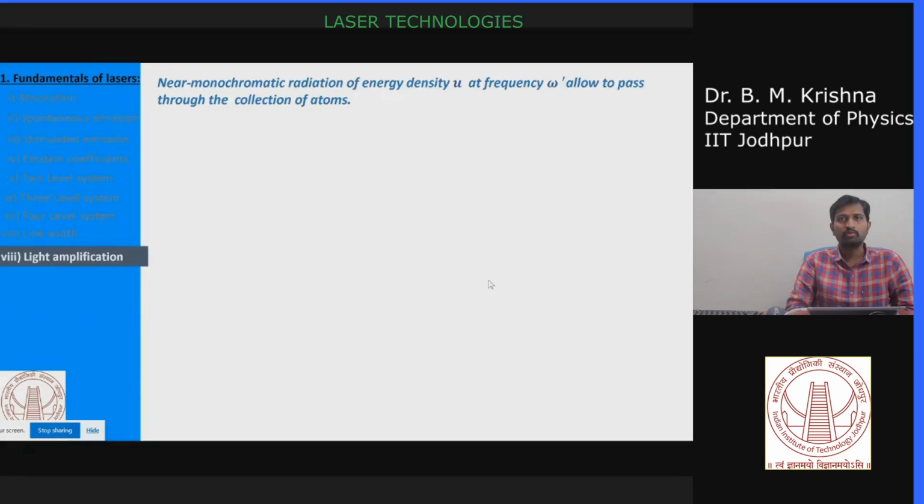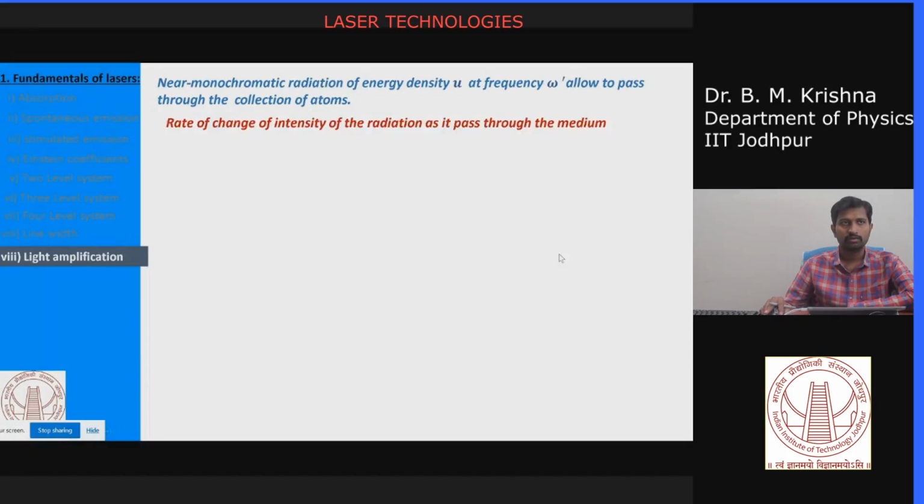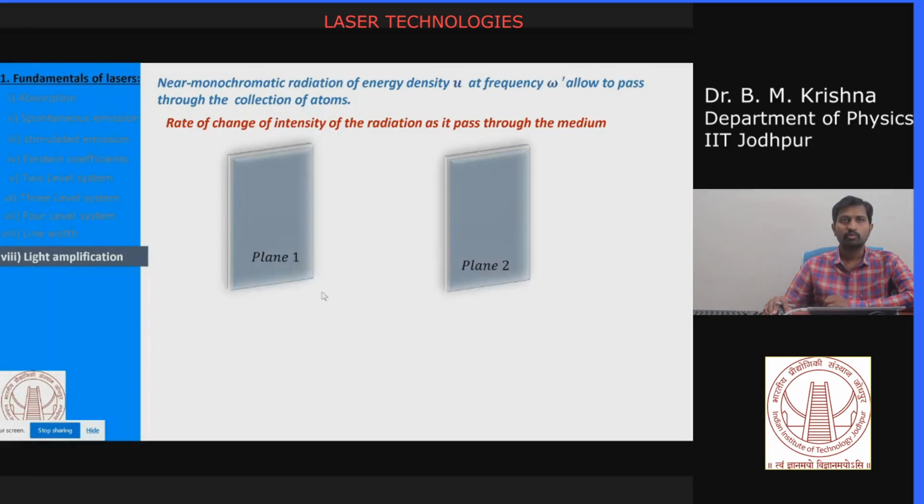Okay, so now I'm taking a nearly monochromatic source of energy density U at frequency omega prime, allowed to pass through the collection of atoms. So when your radiation is passing through, that means your source has a certain intensity. So we generally calculate your radiation in terms of intensity. So the rate of change of intensity of the radiation as it passes through the medium, we can calculate.